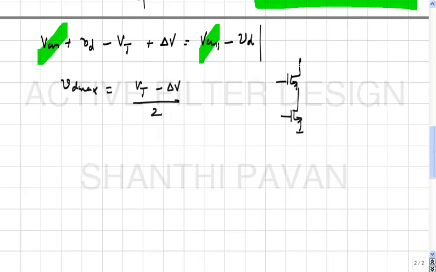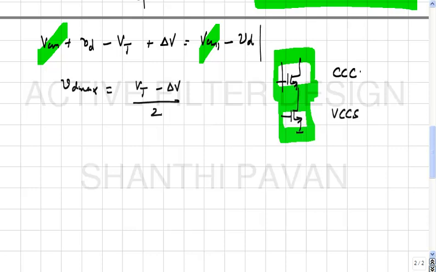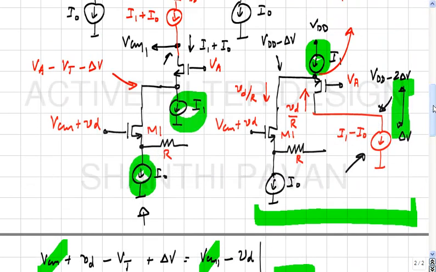What is this called? Cascode. But if you think about it, it is nothing but a transconductor, a voltage to current conversion. This is nothing but a voltage controlled current source. And that's feeding a CCCS, right? So a cascode is nothing but a cascade of a VCCS and a CCCS. That's pretty much what is happening here also, right?